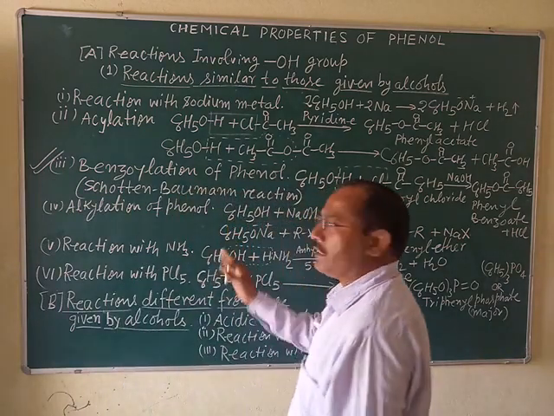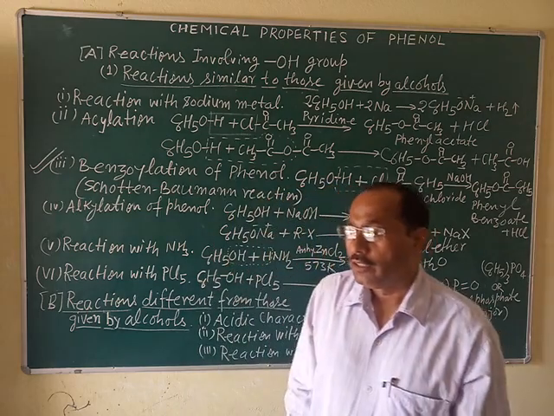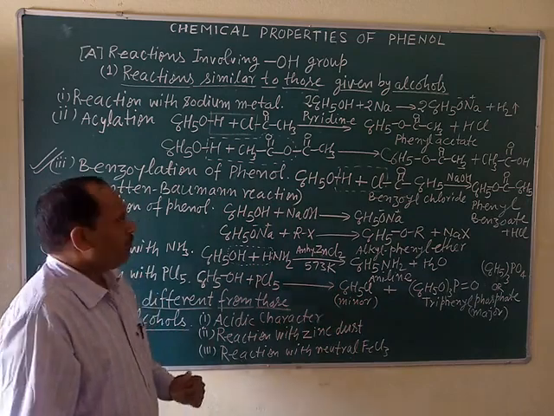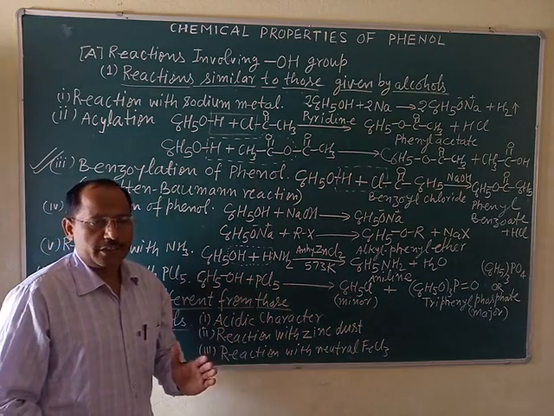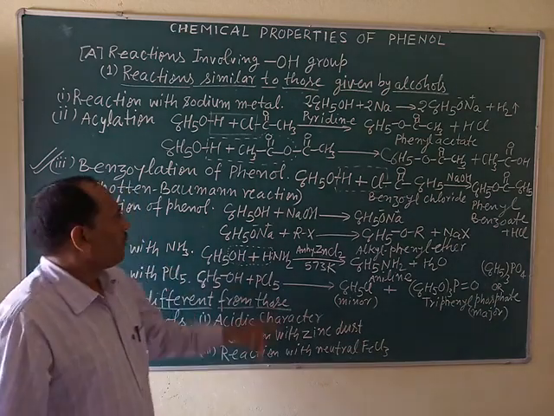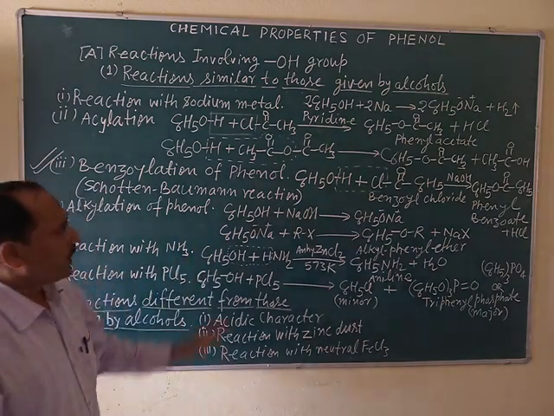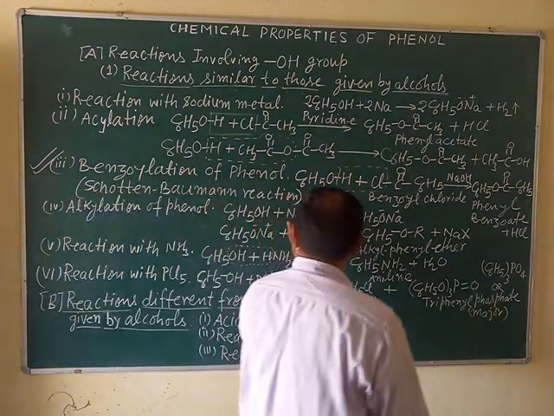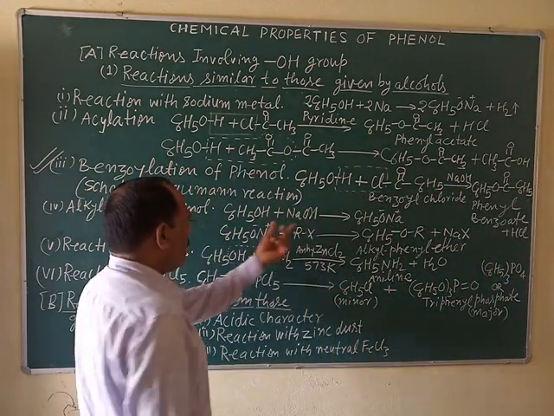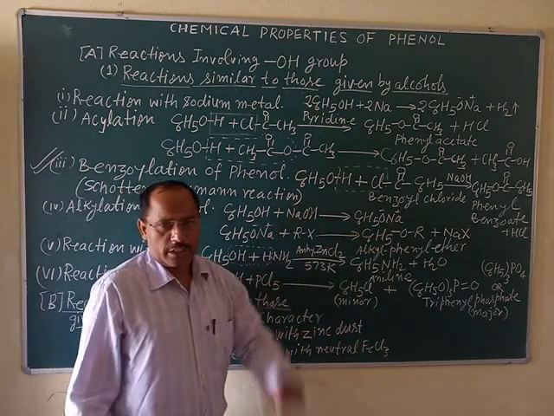Phenol is stronger acidic than alcohols. Phenol is more acidic than methyl alcohol. Methyl alcohol is a stronger acid than water. Water is a stronger acid than alcohols. But phenols are more acidic than methyl alcohol. That's why phenol reacts with aqueous alkali. When phenol reacts with aqueous alkali, meaning aqueous sodium hydroxide, then it forms sodium phenoxide.